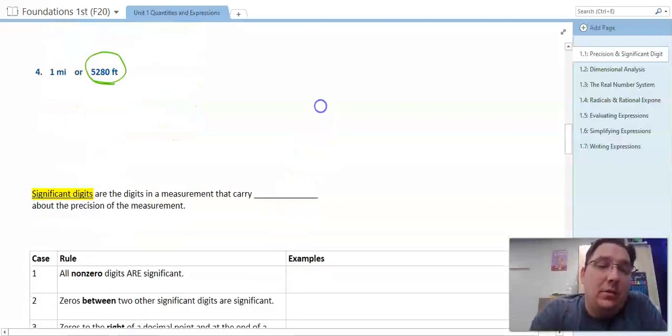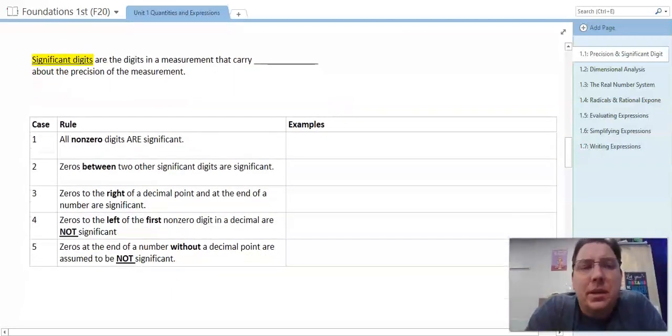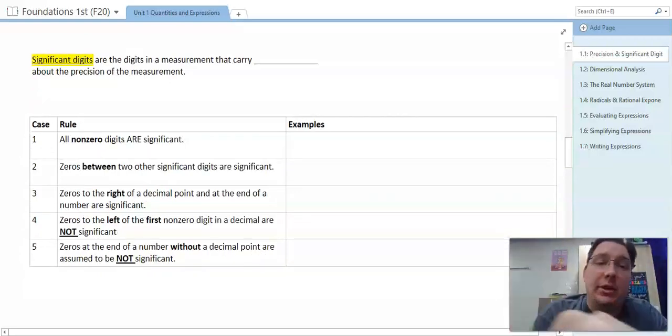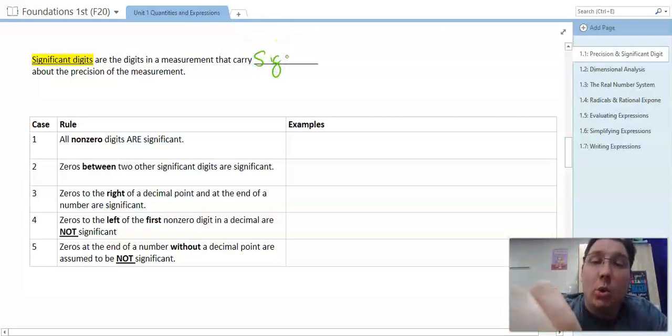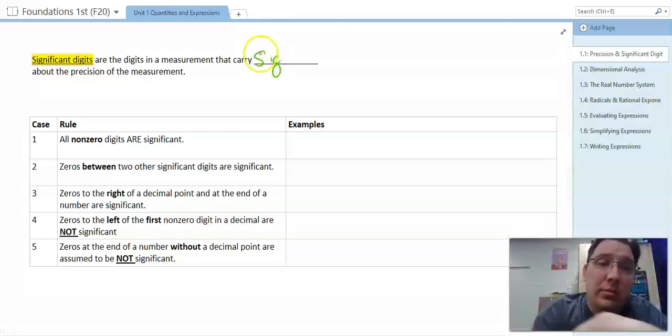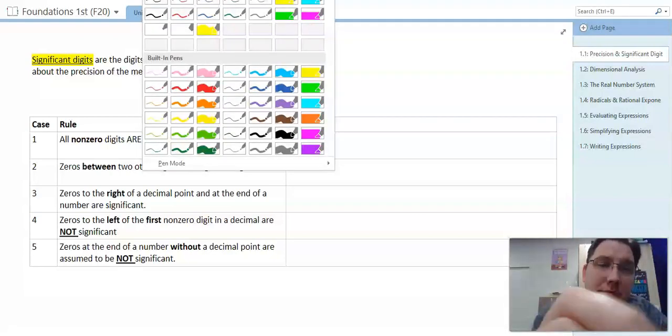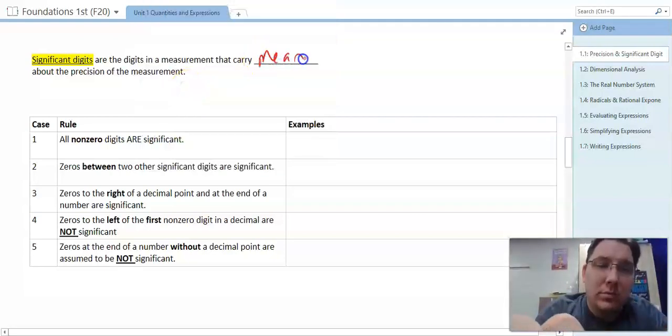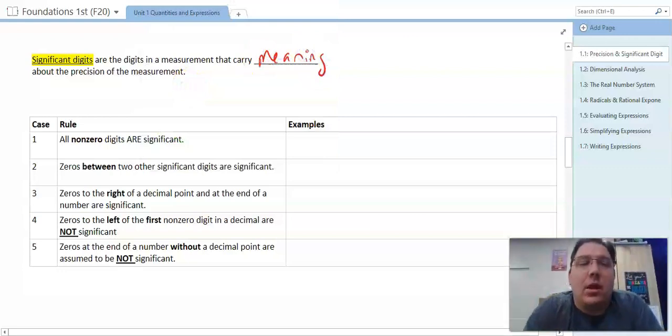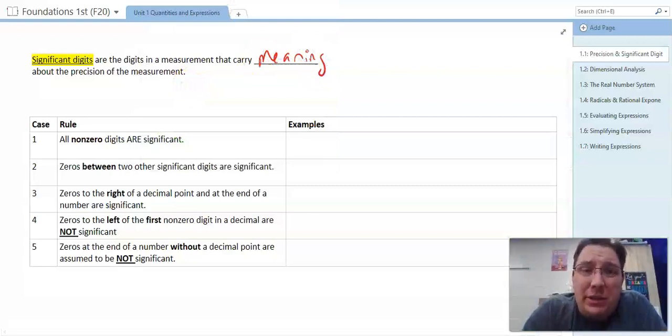All right. Let's talk about significant digits. Significant digits are the digits in a measurement that carry significance about the precision of a measurement. So again, significant digits are the digits in a measurement that carry significance, or meaning, another word that we could use there, about the precision of a measurement. And so we have 5 rules when it comes to significant digits, and we're going to do some examples with these that you'll fill into your notes.